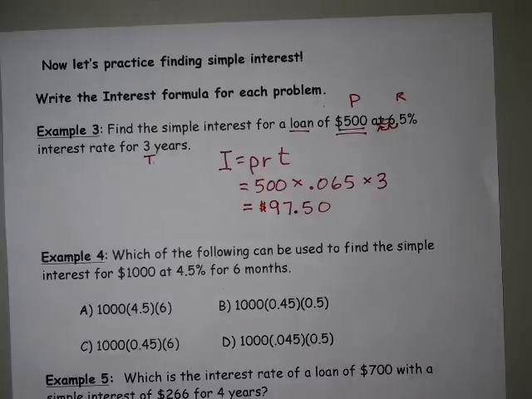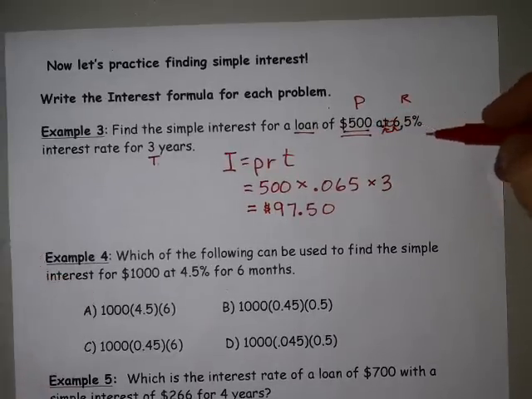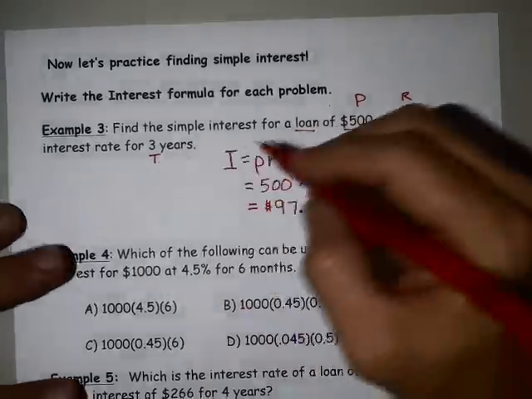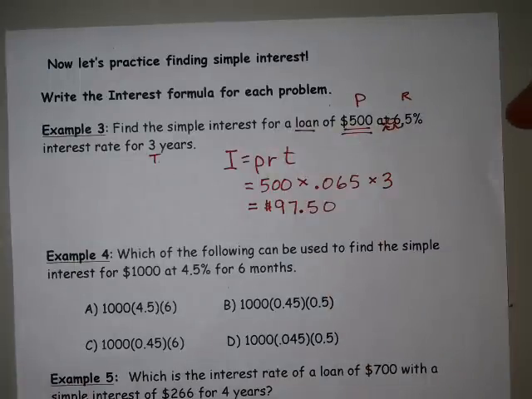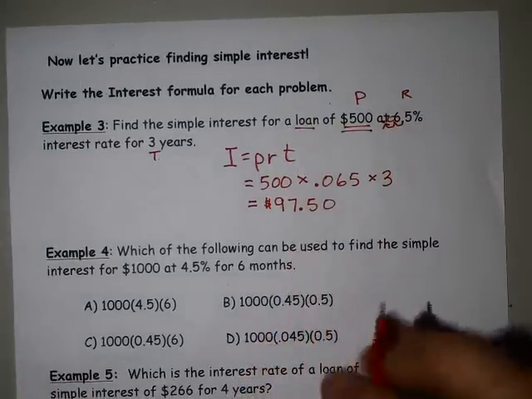Now, so you understand what that means. That is the extra amount that you would have to pay for this loan. Here's how it works. You go into the bank, they write you a check for $500. They tell you it's an interest rate of 6.5%. You tell them, well, I'll pay it back over 3 years. So the $97.50 is the extra amount that you pay.